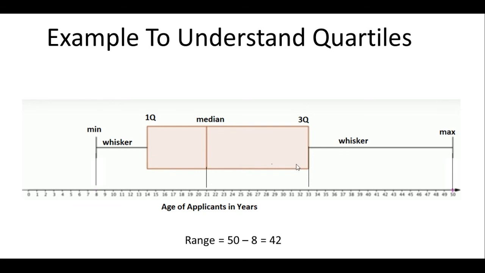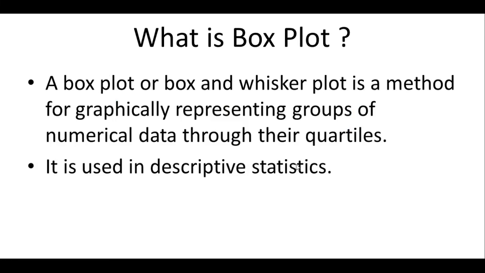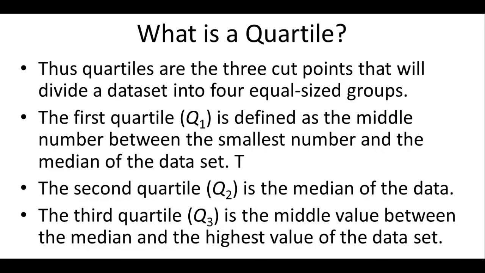So this is the meaning of a box plot, and it is a method for graphically representing a group of numerical data through their quartiles. The first quartile is defined as the middle number between the smallest number and the median, right? Then the second quartile is the median of the data; it is itself the median. The third quartile is the middle value between the median and the highest value of the data set.